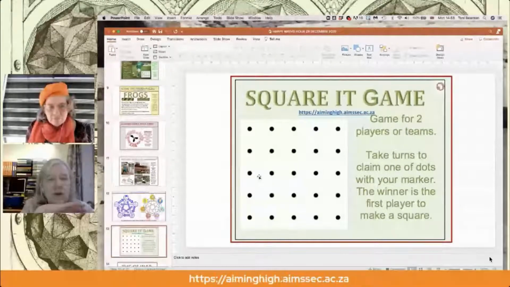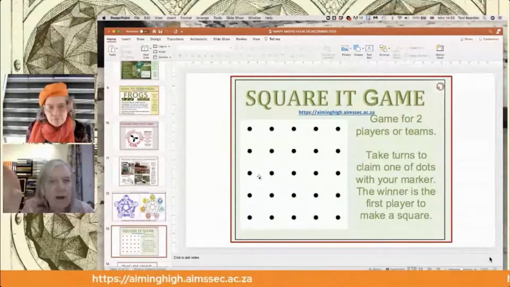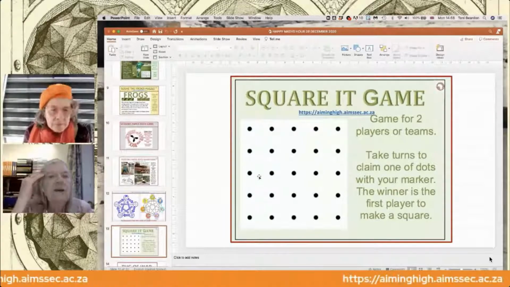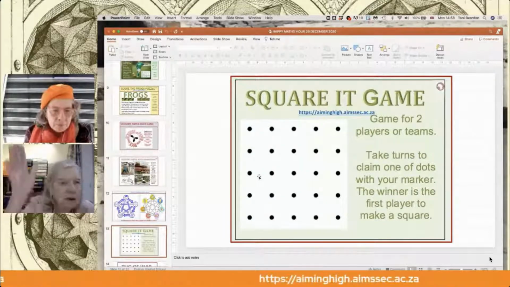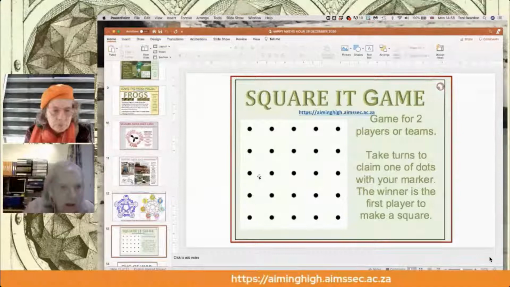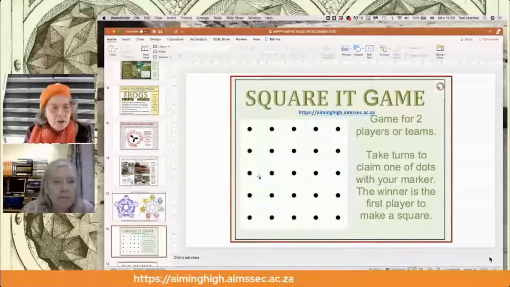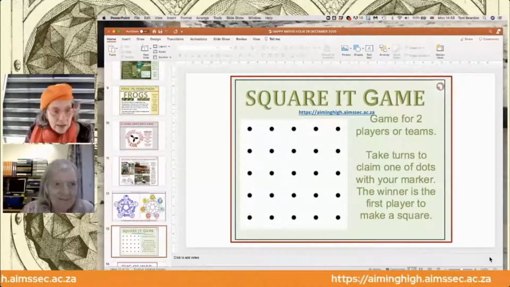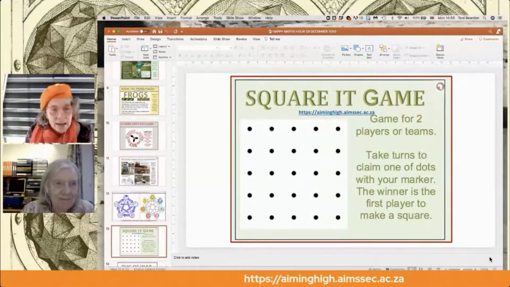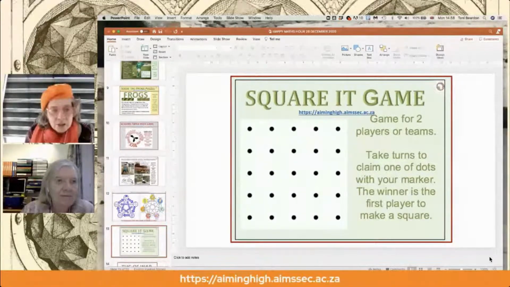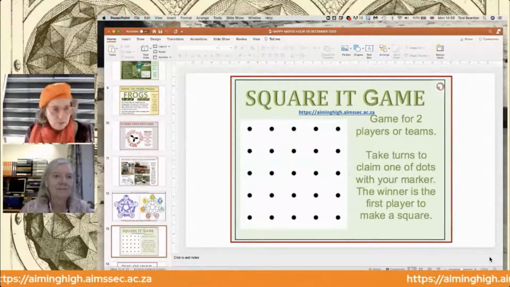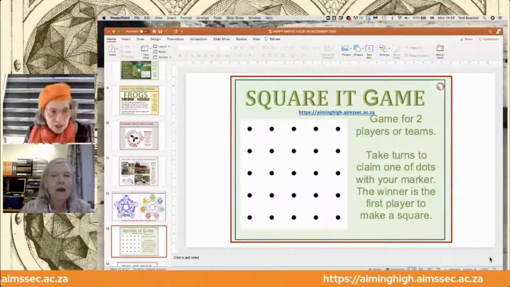Your lines can be at an angle to the edges of your paper. They don't have to be straight across or straight up and down. The only thing that matters is that the square is a square: every edge is the same length, and every angle is 90 degrees.